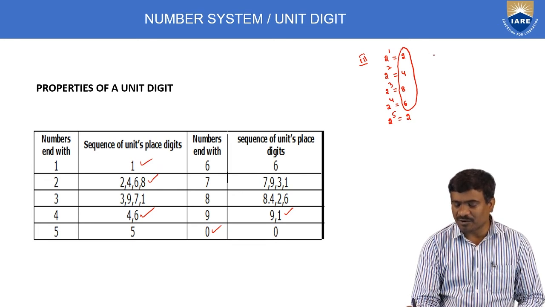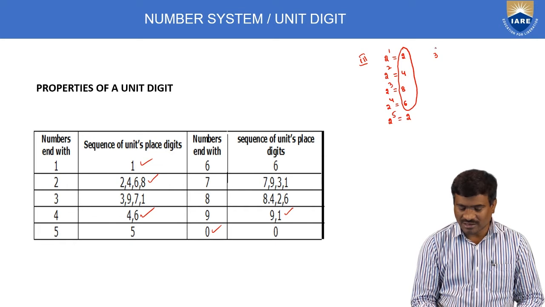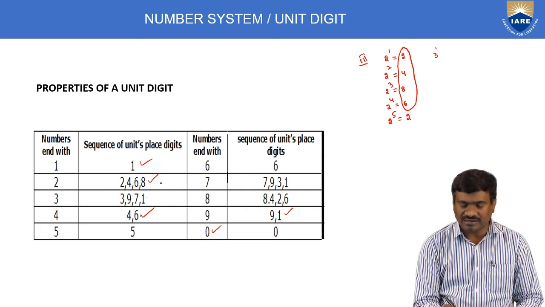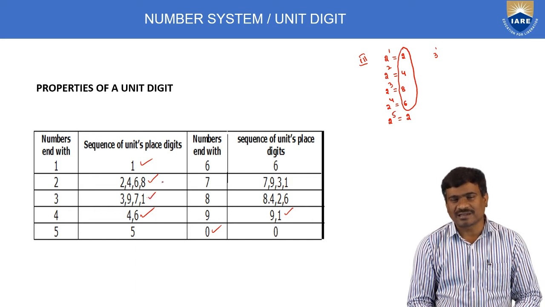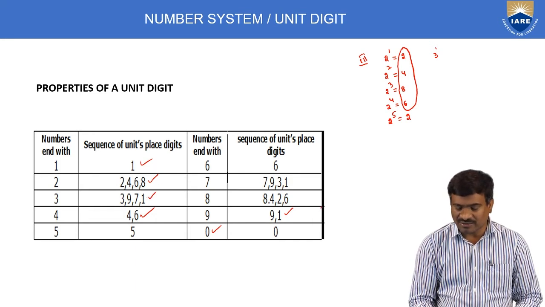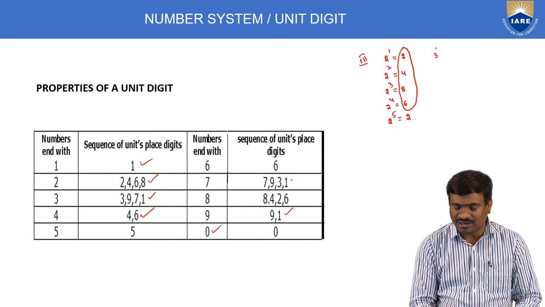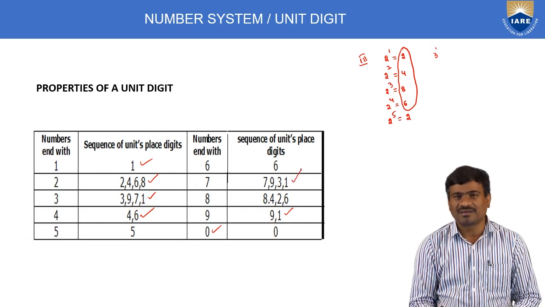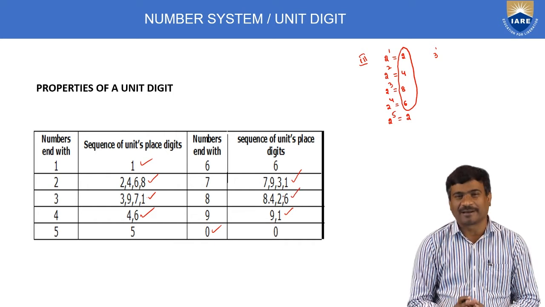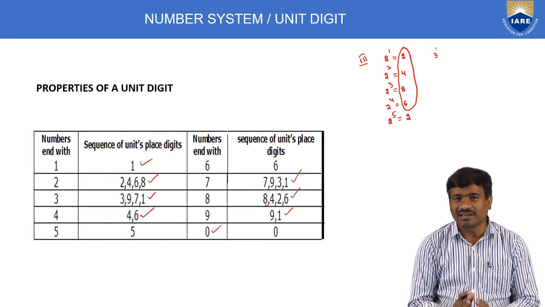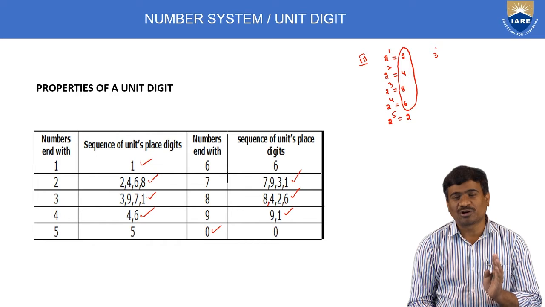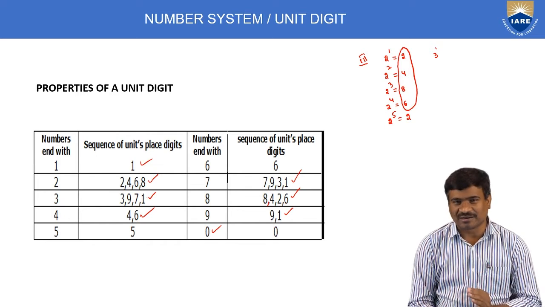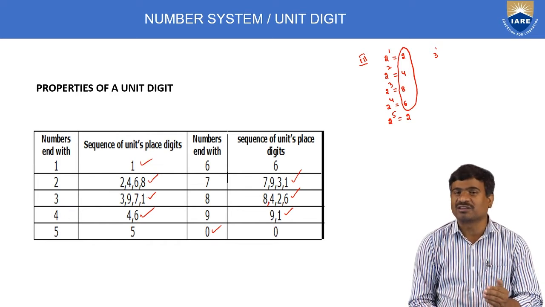Similarly, the 3 property, using the same logic: 3971 is cyclically repeated. The 7 property: 7931 is cyclically repeated. The 8 property: 8426 is cyclically repeated. In case 3, each number has 4 numbers that are cyclically repeated. This is about the case 3 property.